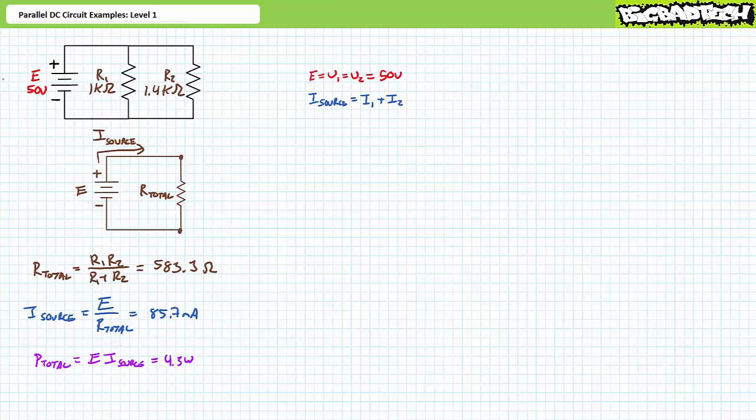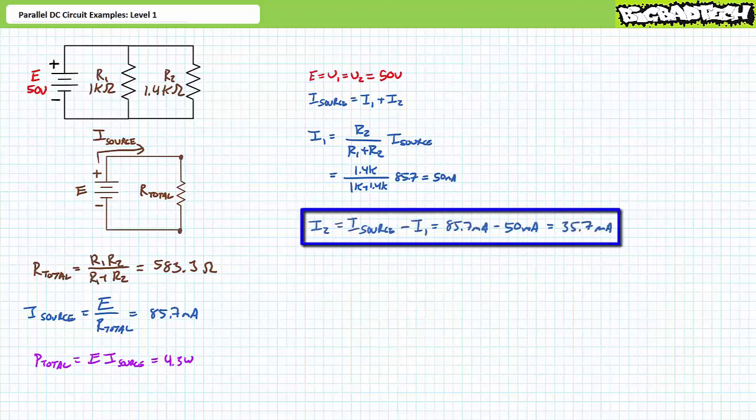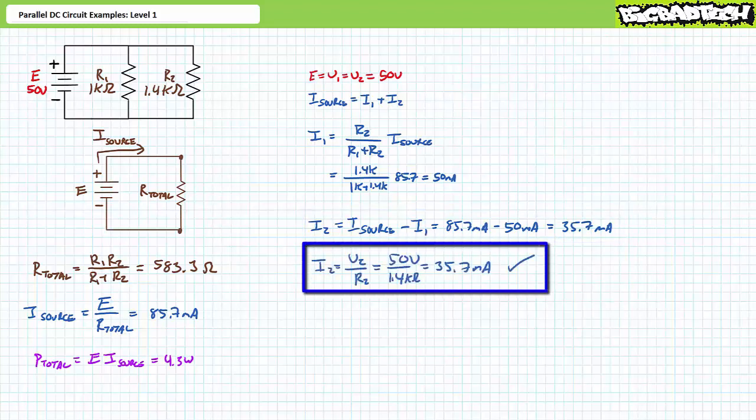We can now use this data to solve for electrical properties of individual elements. Incoming current is known for a parallel combination of two known resistors. This is a perfect setup for the current divider rule. The current divider rule applied to resistor R1 demonstrates that I1 is 50 milliamperes. An algebraic rearrangement of the Kirchhoff's current law equation for this circuit demonstrates that I2 is the remaining 35.7 milliamperes. An application of Ohm's law confirms this result, where I2 is indeed 35.7 milliamperes.